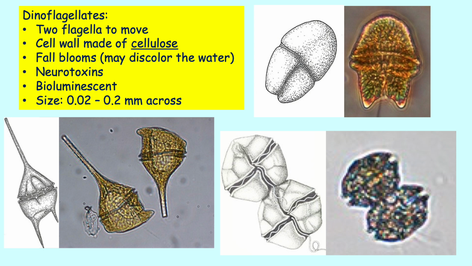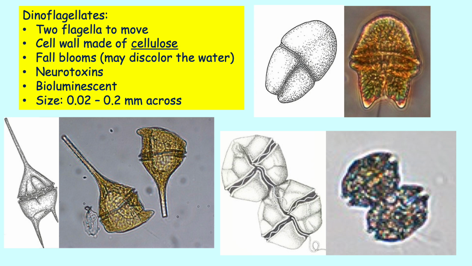Dinoflagellates have two flagella that help the cell move or swim along the water column. Their cell wall is made of cellulose. This type of phytoplankton is dominant during the fall blooms, and they may even discolor the surface of the water and cause the red tides.